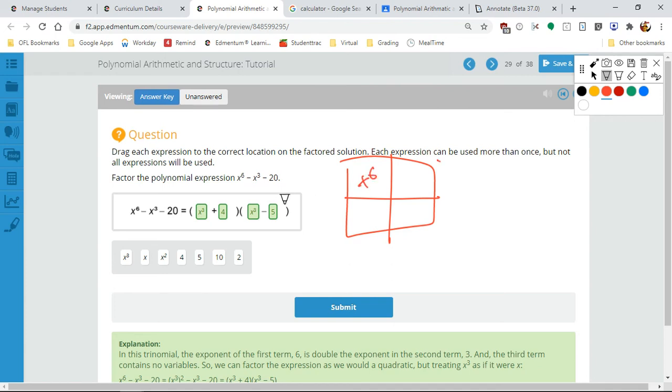x to the 6, this has a negative x cubed, negative 20, so it's a negative here. So my bigger number is negative. So I'm going to do negative 5 times positive 4. Let's say I didn't know that. I know these two are at least 2 numbers away, or 1 number away, because this is a negative 1. If it was a positive 1, then I would have done positive 5 and negative 4, because 5 minus 4 is 1. So that's how you end up getting these.